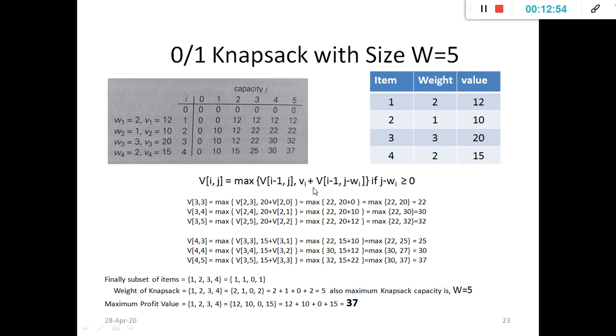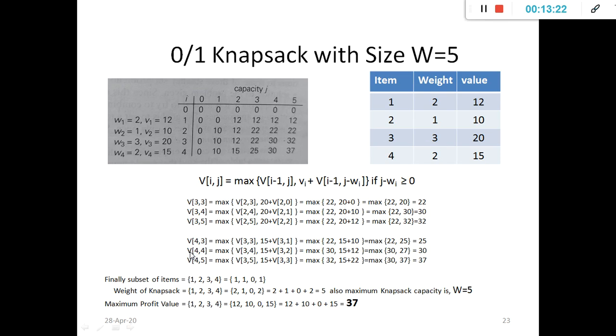15, vi is nothing but v4, and the v4 value is 15. So 15 plus v of 3 comma 1 is equal to max of 22, that is v of 3 by 3 is 22, comma 15 plus 10, which is equal to max of 22 comma 25. The maximum of 22 and 25 is 25. That's why put the value 25 at the position 4 by 3.